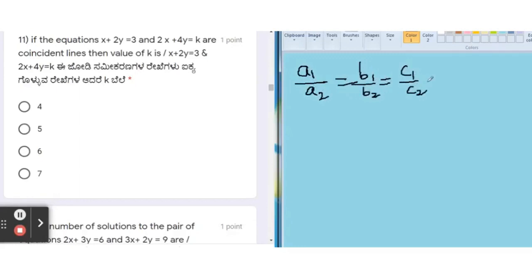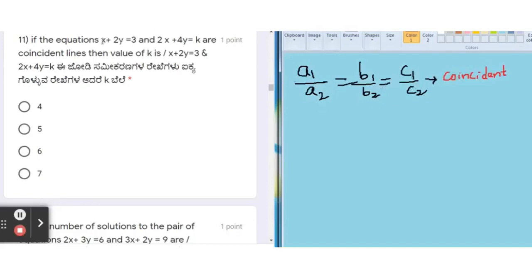So for your reference, I am going to say the other two lines' conditions also. For intersecting lines, the condition is a1 by a2 is not equal to b1 by b2. And for parallel lines, the condition is a1 by a2 is equal to b1 by b2 but not equal to c1 by c2. In this question, we will see only the coincident line condition. So coincident lines condition is a1 by a2 is equal to b1 by b2, which is also equal to c1 by c2.